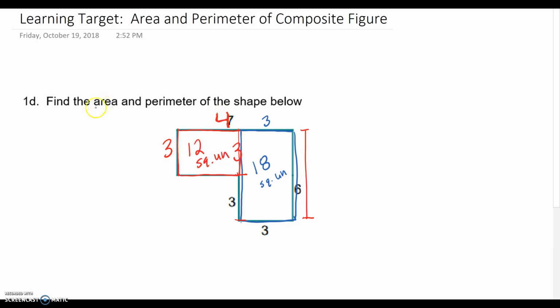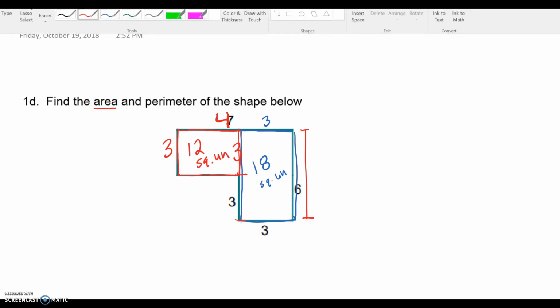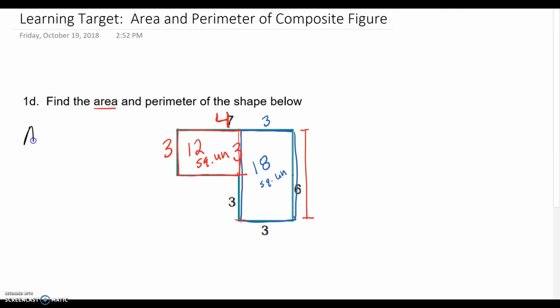So if I want to find my area, I know that the area is going to be equal to the two rectangles' areas combined. We have a composite figure. So the area is going to be 12 square units plus 18 square units for a total of 30 square units of area.